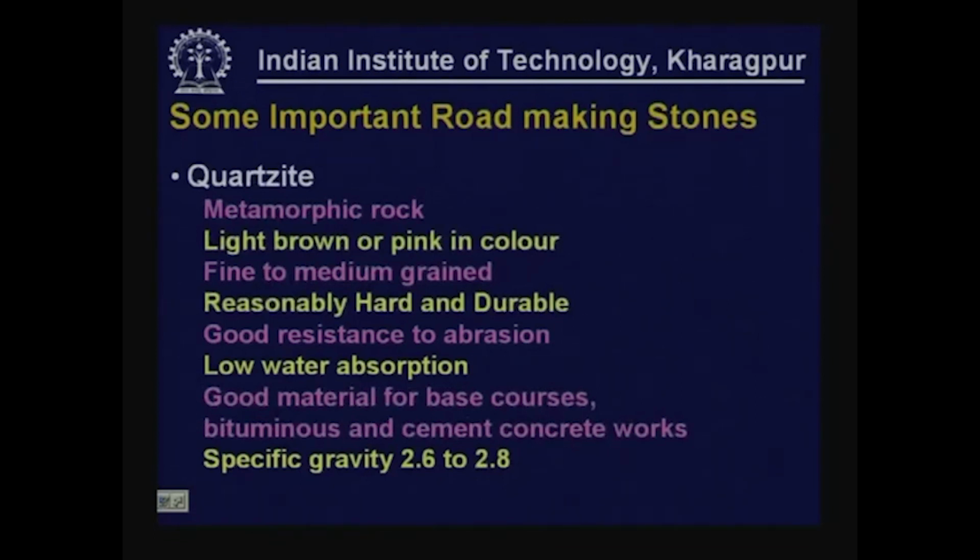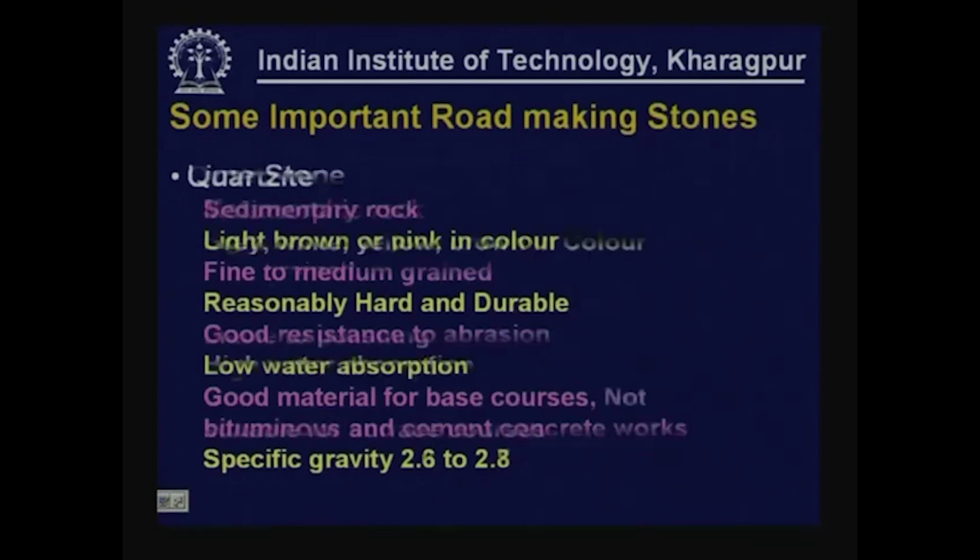Quartzite is a metamorphic rock, light brown to pink in color and has fine to medium grains, reasonably hard and durable, obviously not as hard as granite or basalt, has good resistance to abrasion, also has low water absorption. This is a good material for base courses, bituminous and cement concrete works. Specific gravity ranges from 2.6 to 2.8.